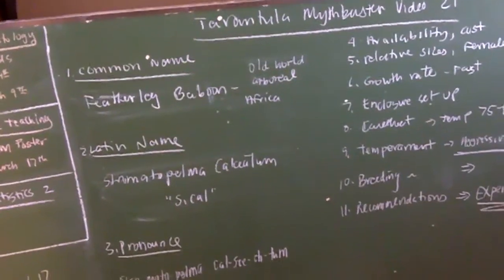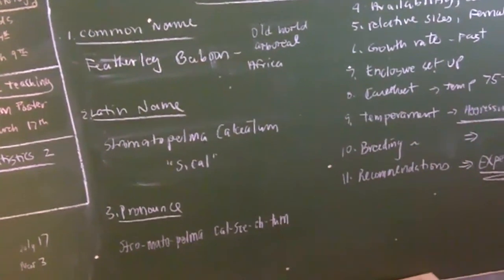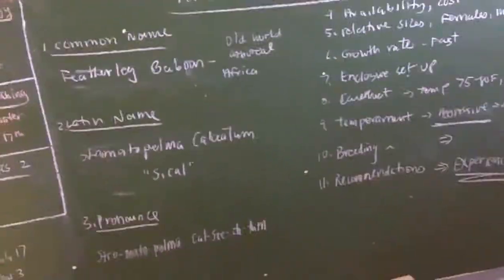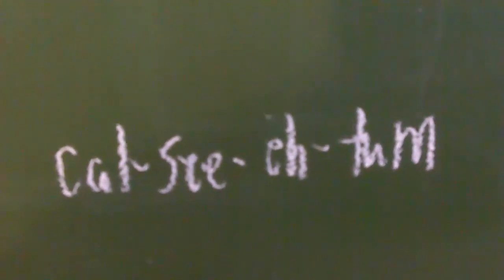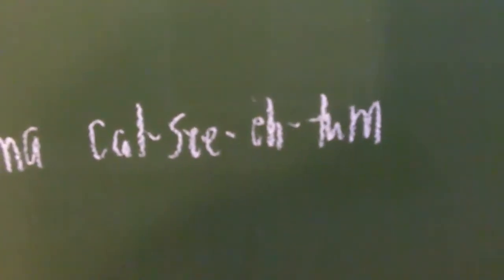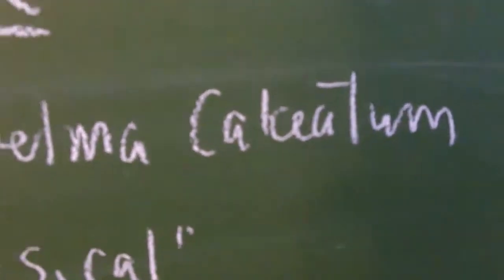So the scientific name is Stromatopelma calceatum, or as people like to call it, the S. cal for short, just like people call H. maculata H. mac. And the pronunciation is Stromatopelma, easy to figure out. This one here is calceatum. So yeah, that's pretty sweet. Or calceata, as people call it, but that's the old word. I think calceatum is the more appropriate one.